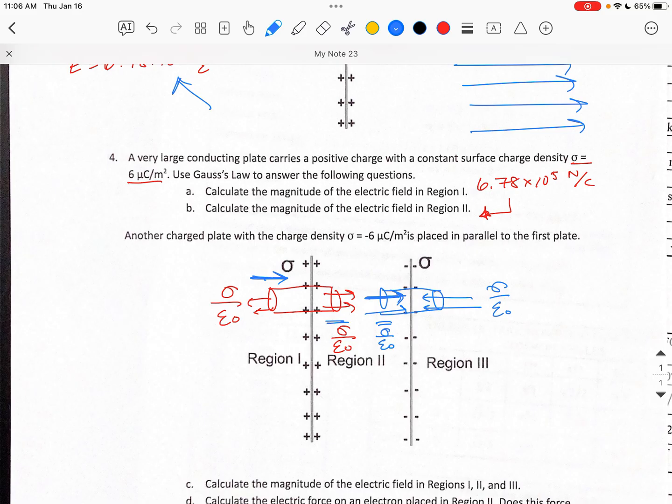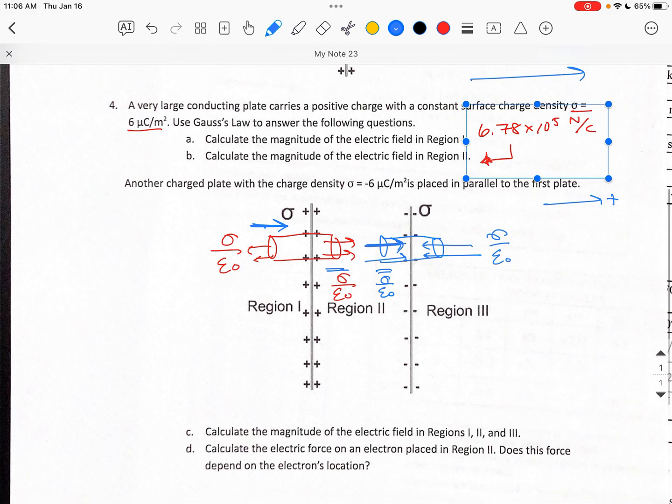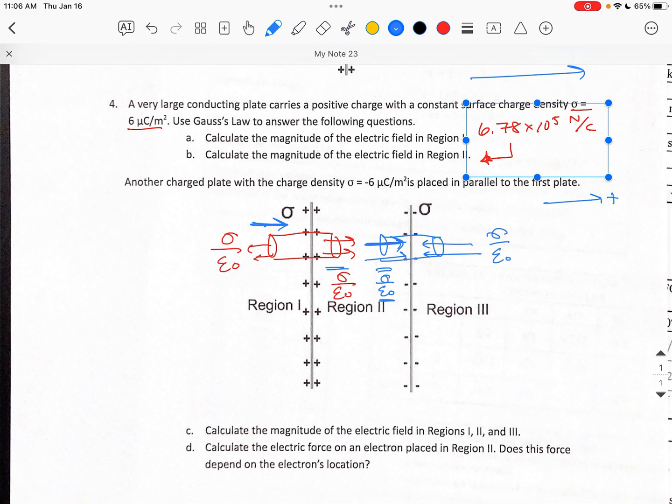So let's, for the sake of clarity, call right positive and left negative. I'm going to call this a positive value. This is also pointing to the right, and so that's a positive value. This right here is pointing to the left, so that's a negative value. And this is pointing to the left, so that is also negative.